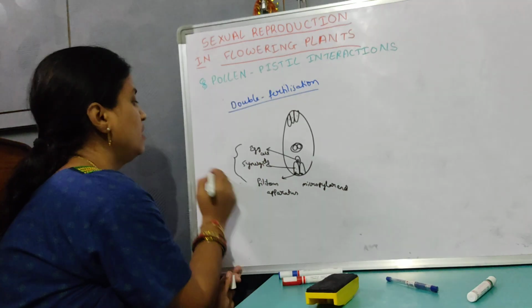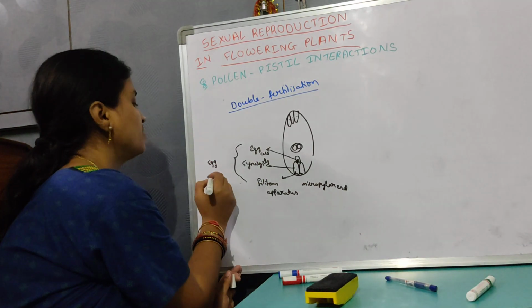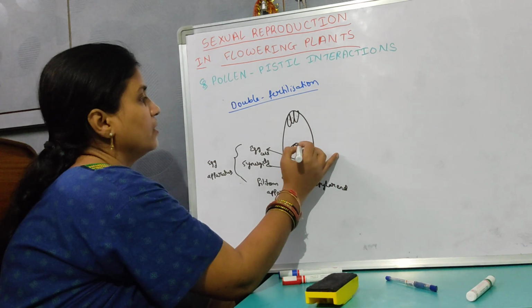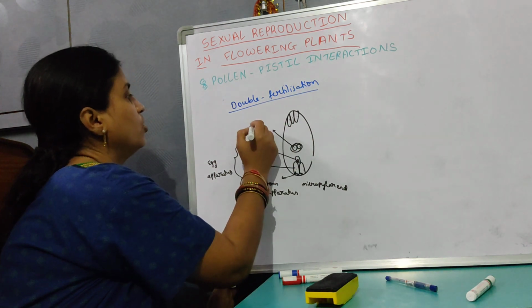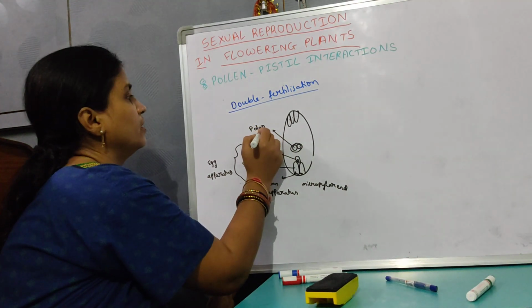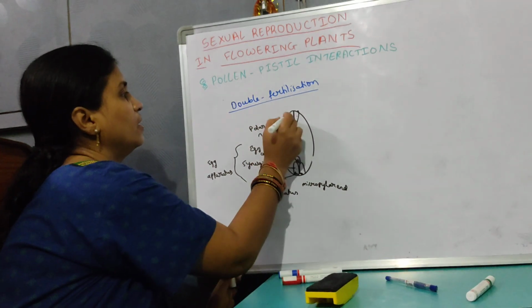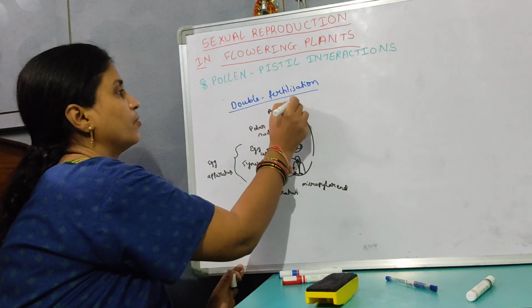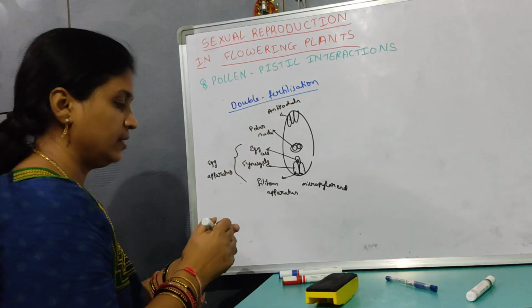These are nothing but the egg apparatus. This we have studied already, okay? Egg apparatus. This is the polar nuclei or central nuclei. These are the antipodals.